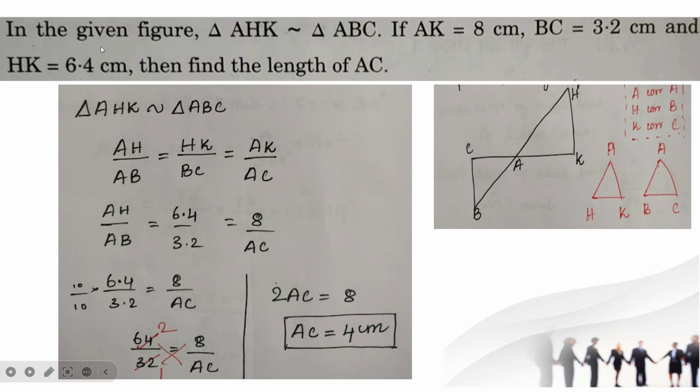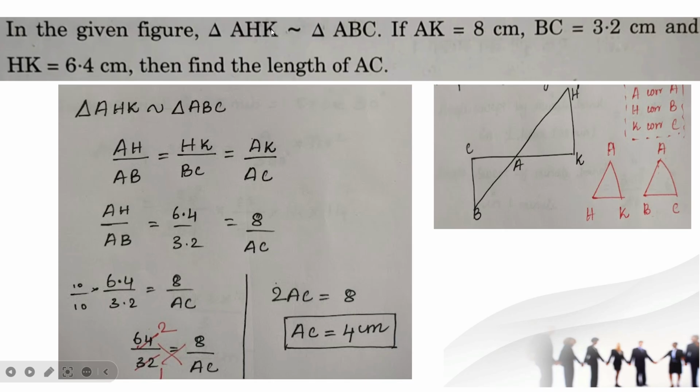Next question. In the given figure, triangle AHK is similar to triangle ABC. If AK equal to 8 centimeter, BC equal to 3.2 centimeter, and HK equal to 6.4 centimeter, then find the length of AC. This is the triangle they have given. Okay, here we are having one triangle, this triangle. See in the question what they said.